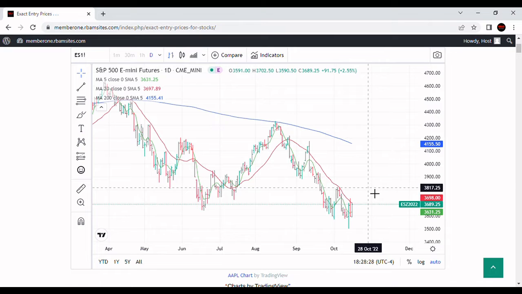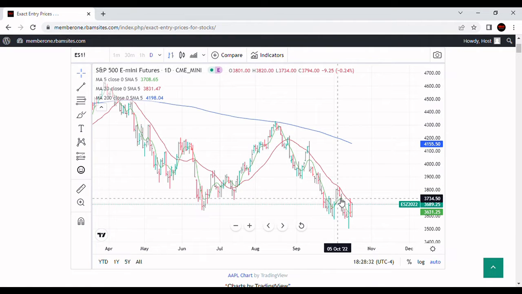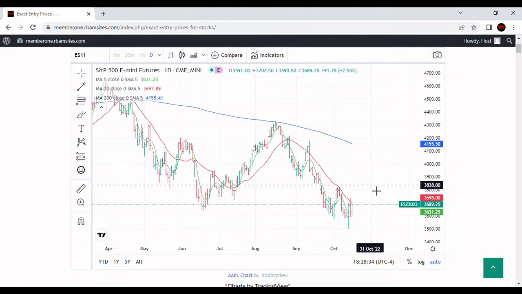And we've got to get above 3,800, maybe even 3,820. This is our resistance up here at 3,820. We've got to get up above that, and we've got to do that with the 5-day and the 20-day below the closing prices. That's the only way to begin to move out of this bear market of the S&P 500.